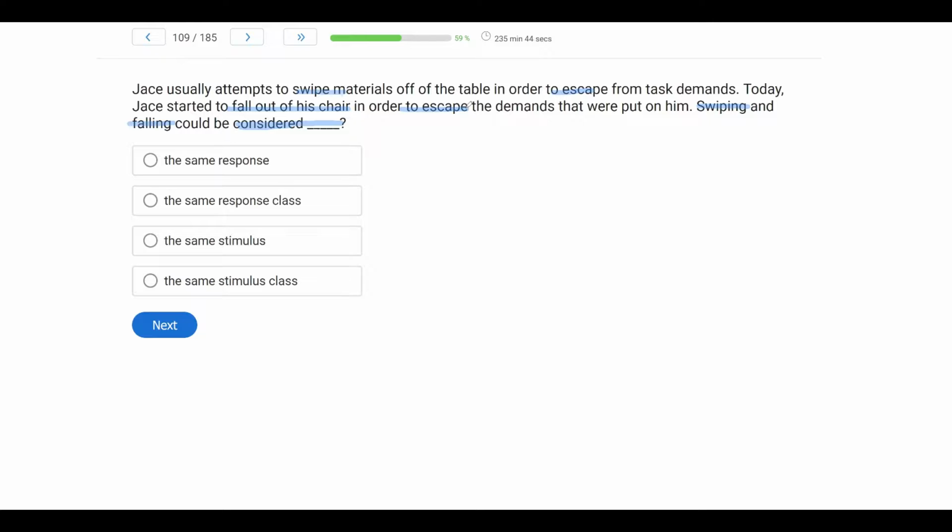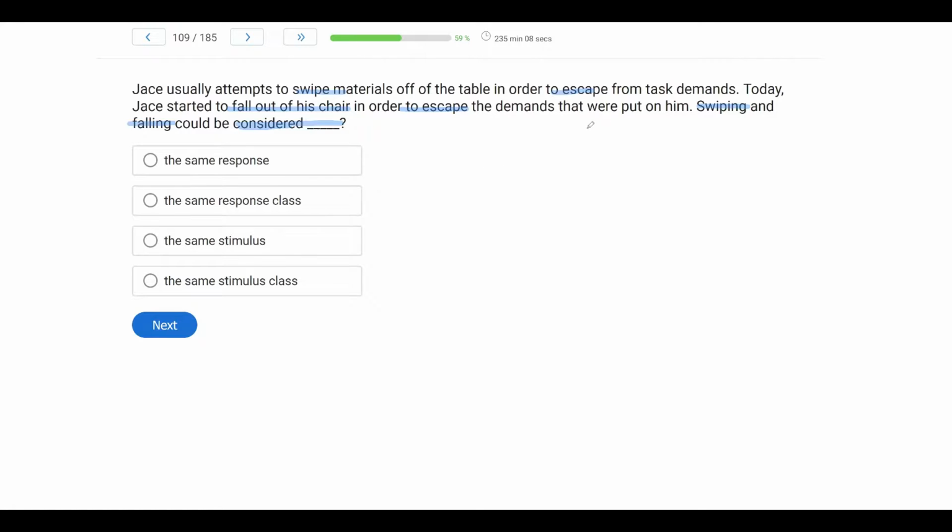When you have multiple responses that are serving the same purpose or meeting the same function, what do we call that? The same response? Well, they're not the same response, right? Swiping and falling are two distinct responses. They're different topographies, and so they're not the same response, but they could be part of the same response class. They're having the same effect on the environment. If Jace isn't swiping today, well, he's falling out of his chair. Either way, he's working on escaping a task demand. And so when we have responses that are meeting the same function, we're talking about a response class.